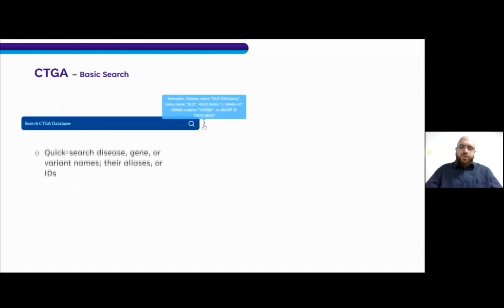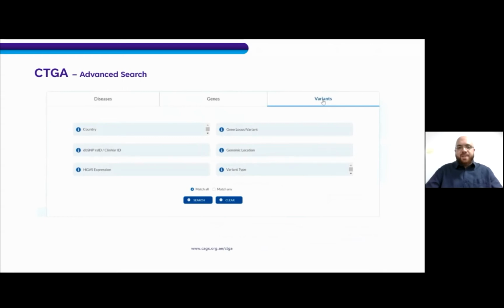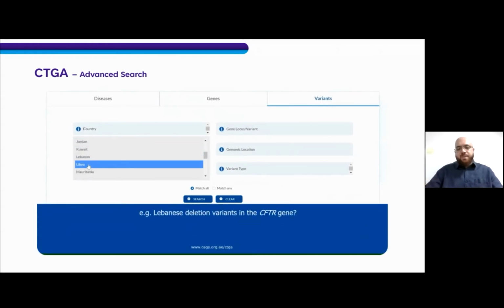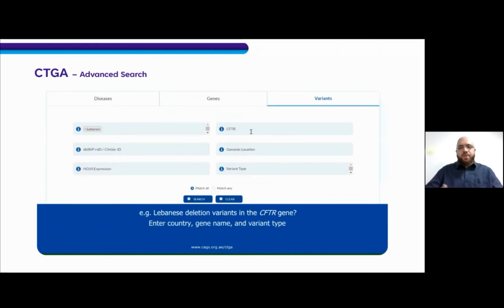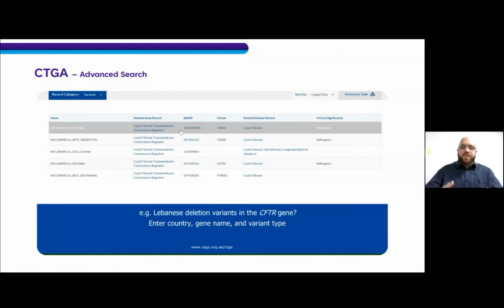There's a basic search, where you can input disease or gene names, their corresponding OMIM numbers, or you could search for the variant in HGVS terms, or with the dbSNP ID for the variant. There's an advanced search, which contains multiple filters that can be set and combined to create a specific query for each type of record. So, for example, under the variant tab, users could limit their search to specific countries or certain types of variants, like deletions or substitutions. And just as another example, for disease records, users could limit their search to specific phenotypes or disease classification.